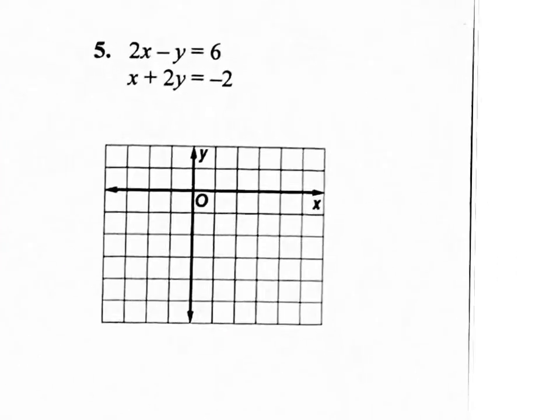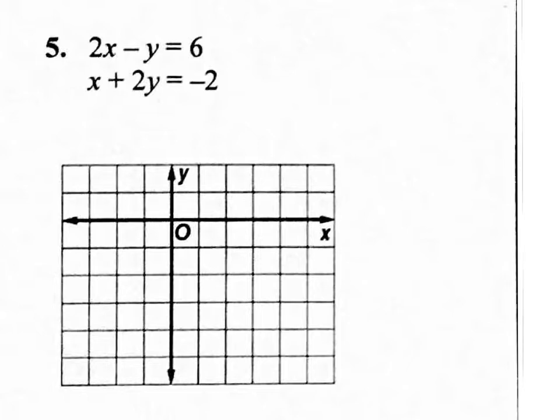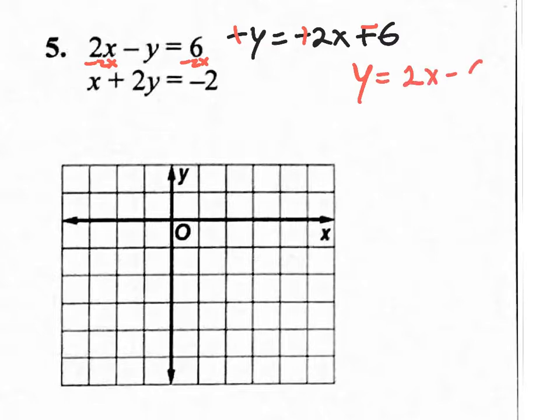Last one right here, we want to get y by itself. So on the top one, we're going to subtract 2x, subtract 2x. We're going to have -y equals -2x plus 6. Final step would be to divide everything by -1, or you could just say change all the signs, right? Change the sign, change the sign, change the sign. So we will have y equals 2x minus 6.